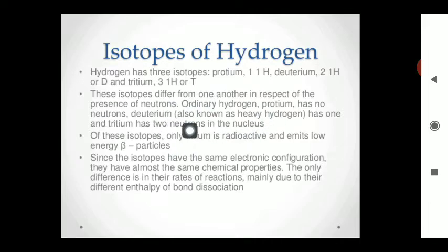Ordinary hydrogen, protium, has no neutron, and deuterium is also known as heavy hydrogen because it has one neutron and one proton, and tritium has two neutrons inside the nucleus. तो in this way the positions के बेस पर हाइड्रोजन की प्रॉपर्टी में आपको थोड़ा सा डिफरेंस मिल जाएगा। Of these isotopes, only tritium is radioactive in nature and emits energy in the form of a beta particle.